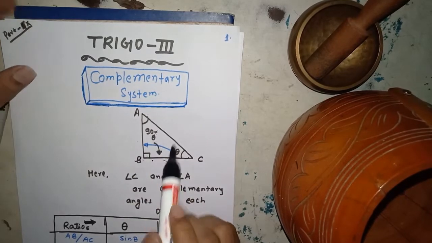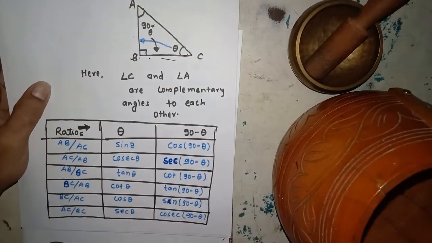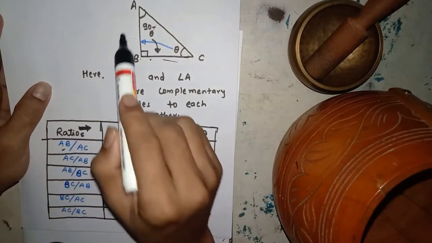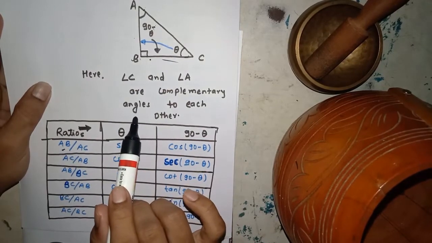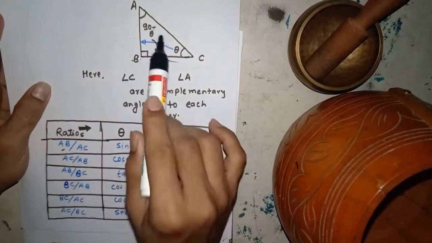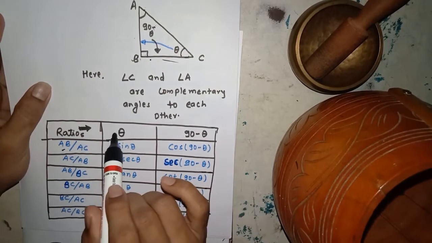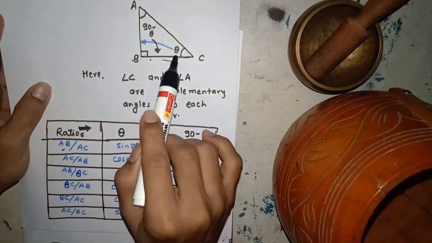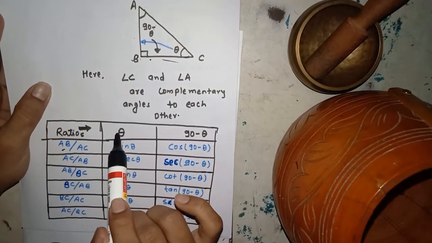If I take AB by AC, you can say AB by AC. AC is fixed because it does not depend on perspective. So if I take AB by AC and the angle of consideration is our theta, then it must be P by H. Means for theta, AB is P and AC is H. So it is sine theta. Are you getting my point?